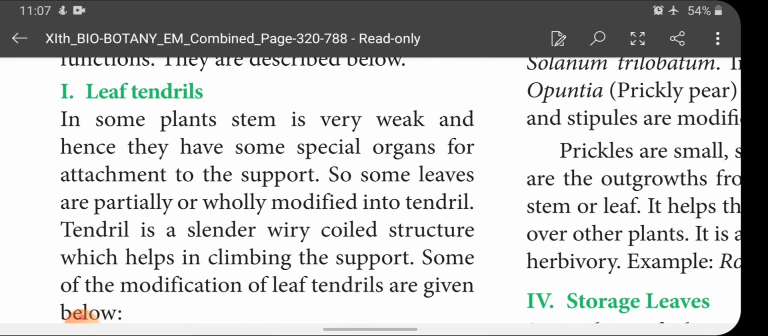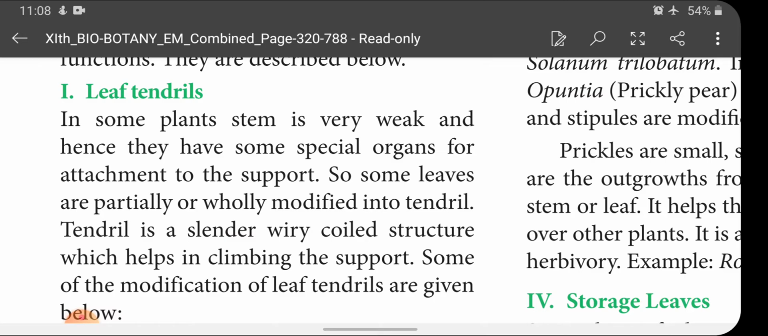First one is leaf tendrils, that you know very well. Some weak plants cannot stand erect. In those cases, they should depend on some supporters to climb over. Okay, right. So in leaf tendrils, the leaves are modified into tendrils. These tendrils climb over the supporting plant, and this is called what?